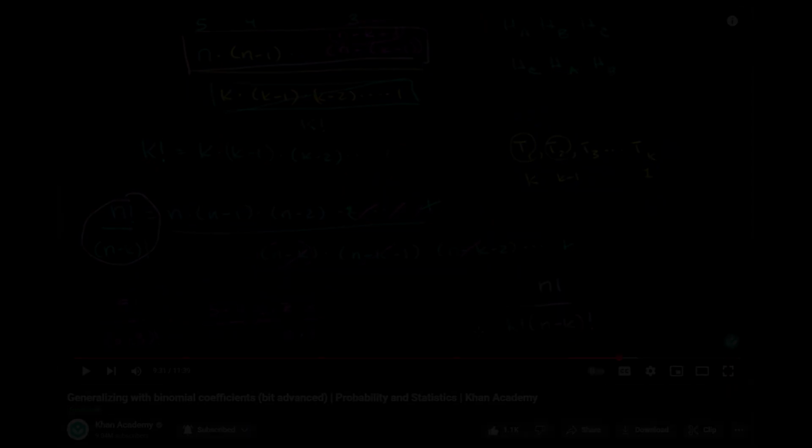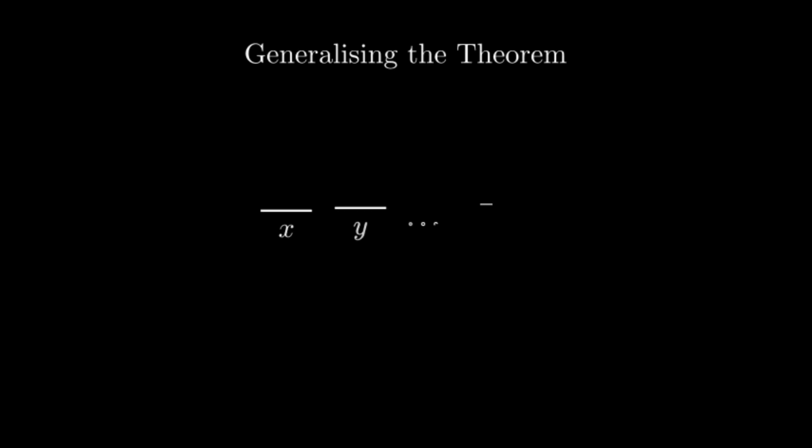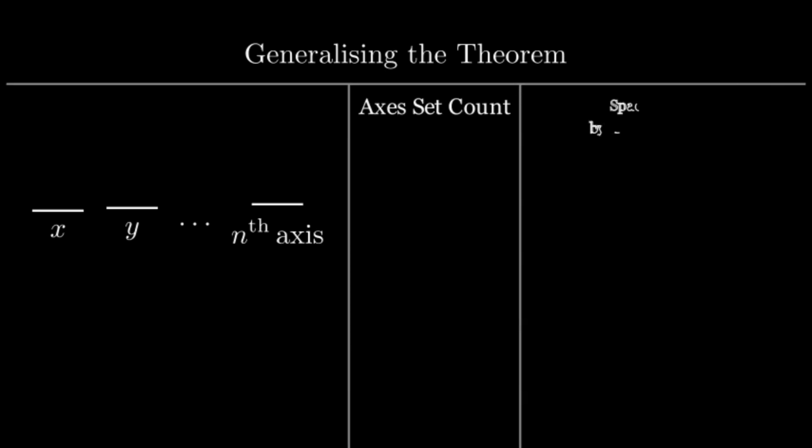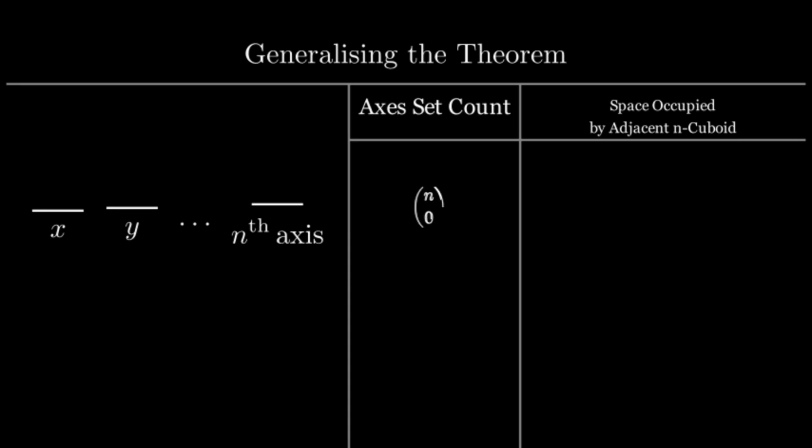We are finally equipped with everything we need to generalize the theorem to n dimensions. In n dimensions, we would have n axes. At the origin of n axes, we would have an n hypercube with a side length of a. To find how many origin adjacent corners, edges, etc. we have, we need to find the number of possible sets of axes from our n axes. How many sets of 0 axes do we have? Well, that's n choose 0. So, the n hypercube would have n choose 0 origin adjacent corners.